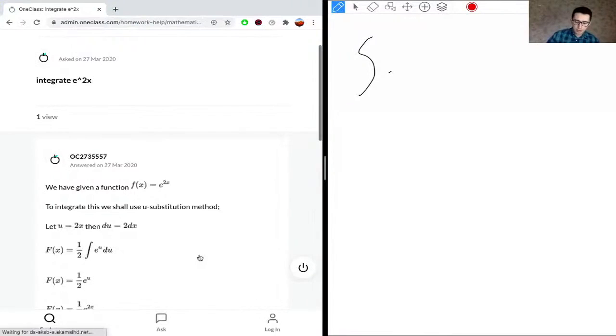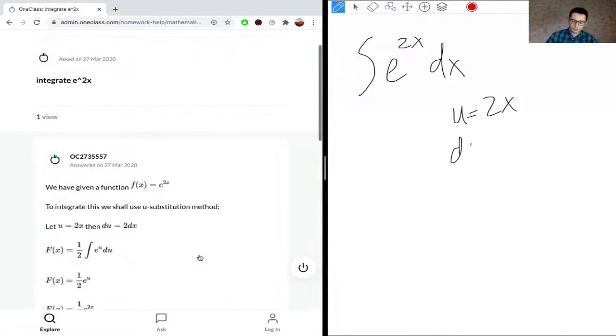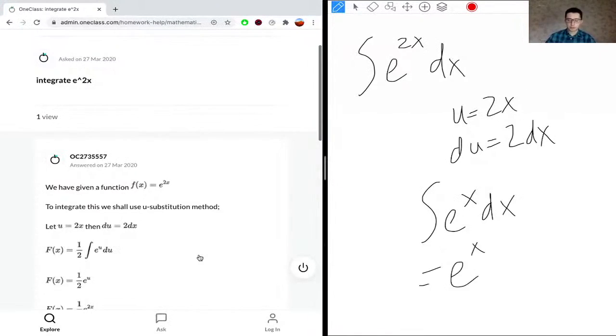So if we set u equal to 2x, we know that du is equal to 2 dx. So we can go through this process. Also, the other thing to know is that the integral of e to the x dx is equal to e to the x. So we can keep this in mind as we solve.